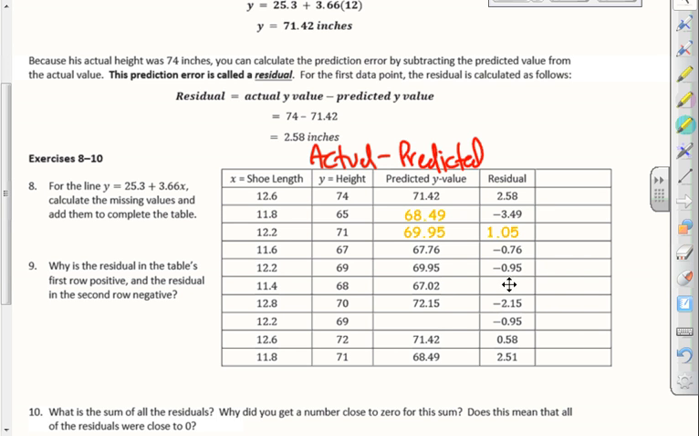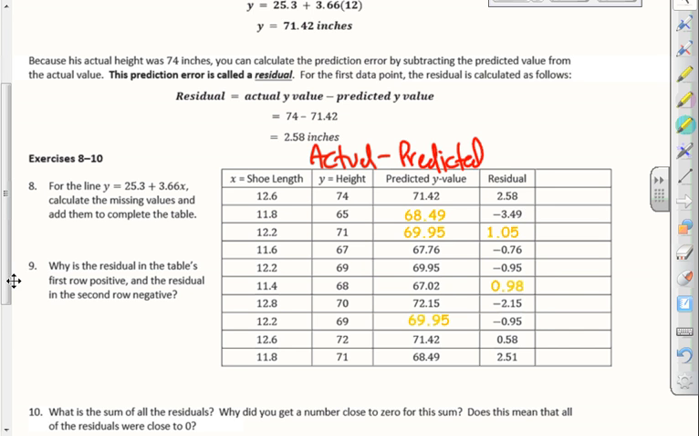Okay, so we continue to do this throughout our table, filling in the missing values. We find that we have a mix of positive and negative residuals. And that makes sense because this would tell us that the points are balanced out with some points being above the line and some points being below the line. So we have some over predictions and we have some under predictions. And we don't have any perfect predictions because none of the residuals are zero.